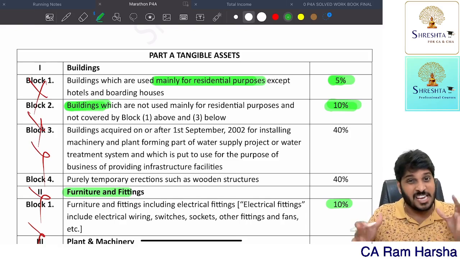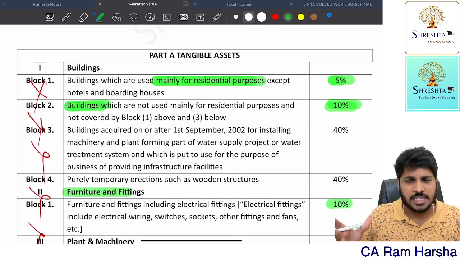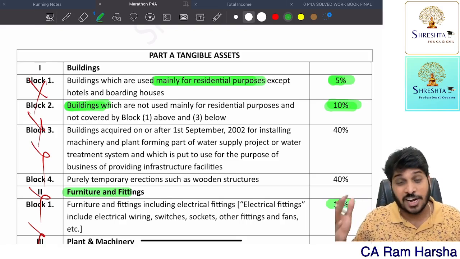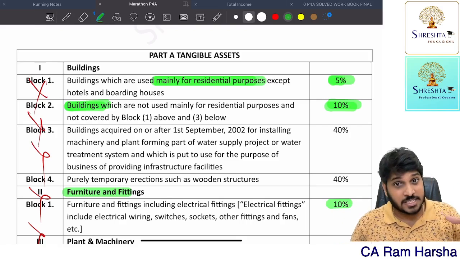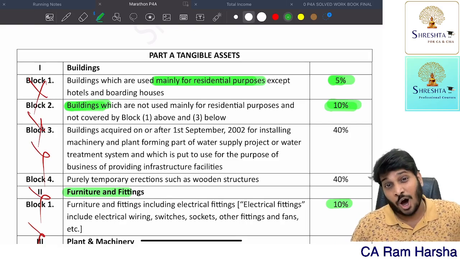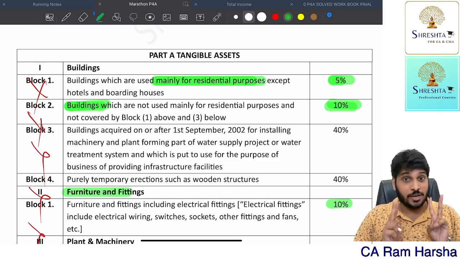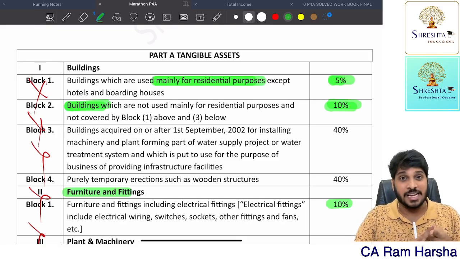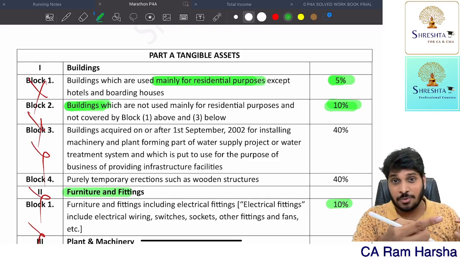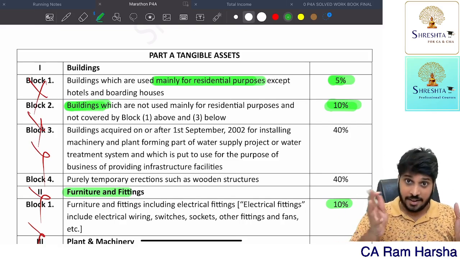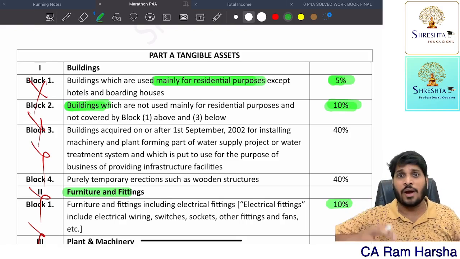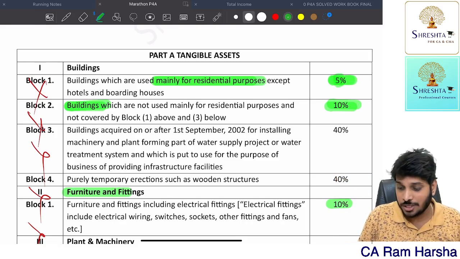Now suppose BSNL purchased one building for office purpose. The rate of depreciation is 10%. BSNL purchased another building for employee staff quarters, residential purpose. The depreciation is 5%. Now here 2 blocks were there. One block is buildings carrying rate of depreciation 5%. That's block number 1. Another building they purchased for office, but it is not the same block. It's a different block. Why? Rate of depreciation is 10%. So these 2 rates are important.